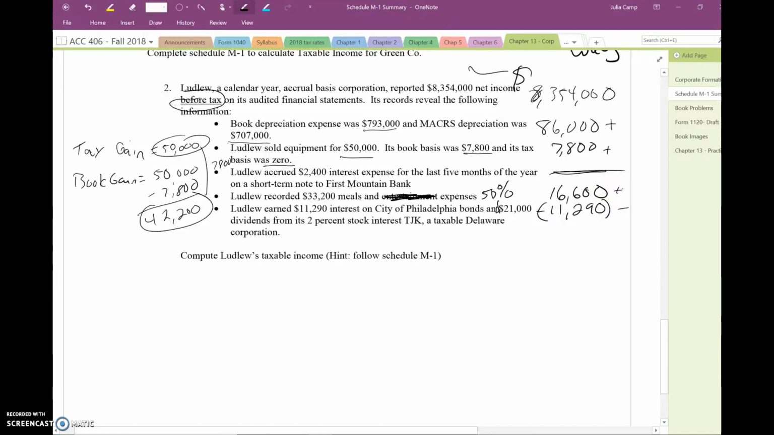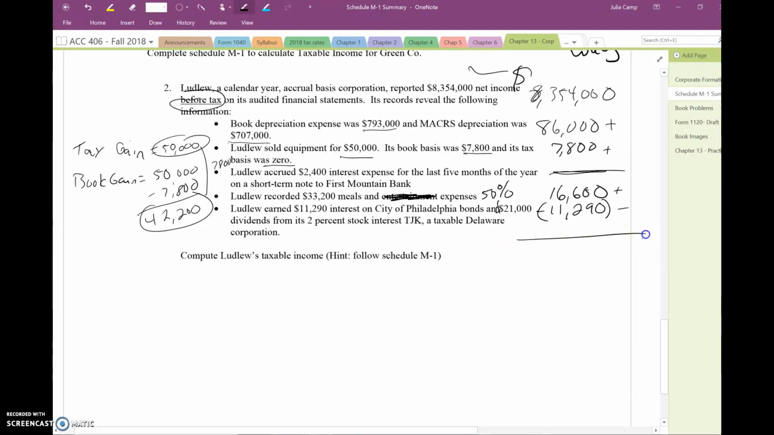Okay. Now, the $21,000 in dividends from stock. You don't have to do anything with that. Okay, because it's there to throw you off in a way. They own stock. What it'll have to do with is a dividends received deduction, but that actually comes after Schedule M1, so we don't have to do anything with that. Okay, so we can actually leave that out.